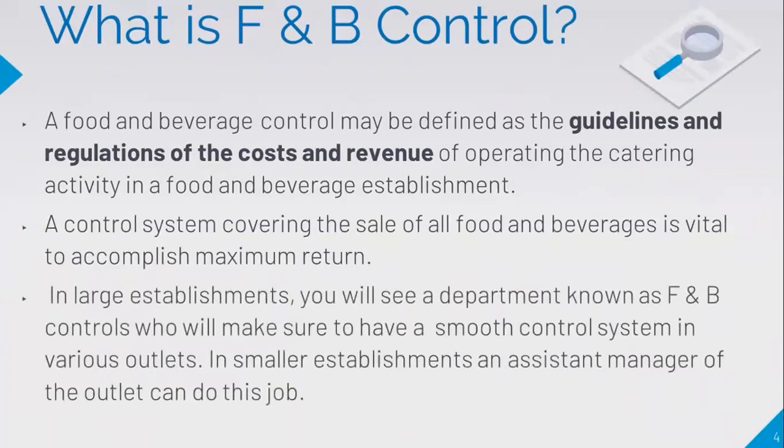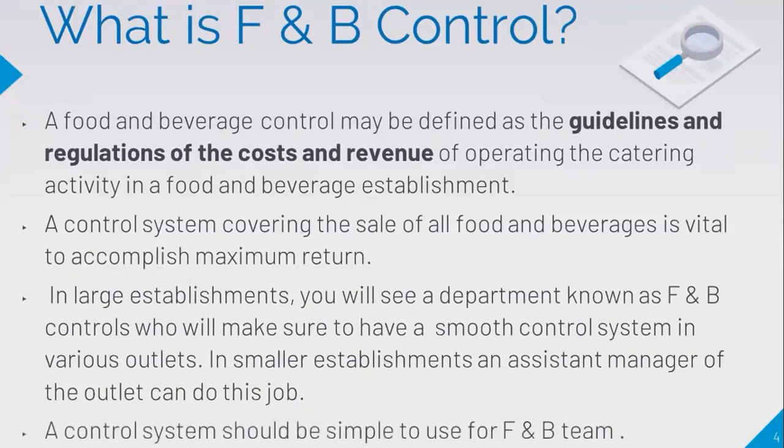In large establishments, you will see a department known as food and beverage controls, who will make sure to have a smooth control system in various food and beverage outlets. In smaller establishments, an assistant manager of the outlet can do the same job, as we might not have the entire department working towards the controlling of food and beverage. A control system should be simple to use for the entire food and beverage team.